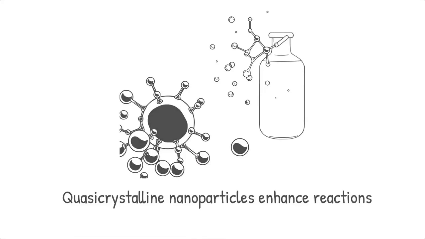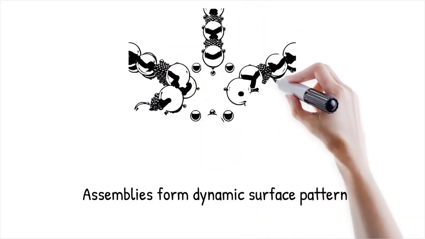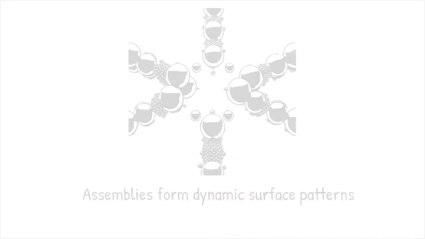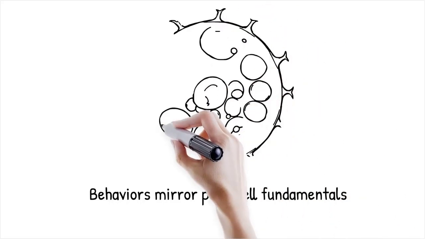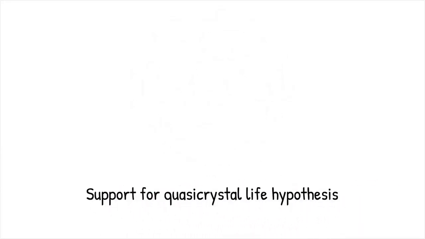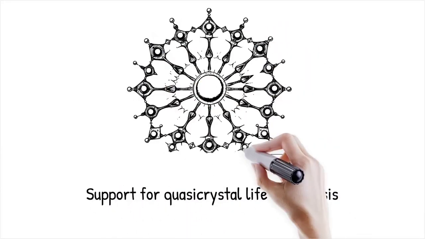cell-like compartments. Under cyclic heating and cooling, these assemblies concentrate reactants and form dynamic surface patterns that grow, reorganize, and occasionally shed fragments. Such behaviors mirror fundamental aspects of growth, compartmentalization, and replication seen in proto-cells. These findings lend empirical support to the Quasicrystal Life Hypothesis.